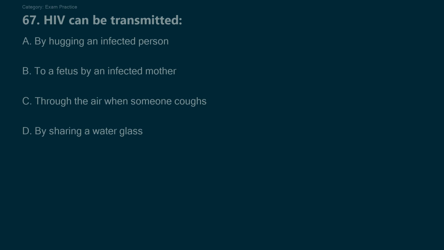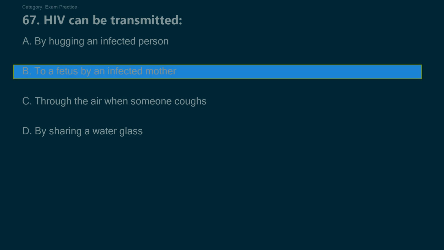Question 67. HIV can be transmitted: Option A, by hugging an infected person. Option B, to a fetus by an infected mother. Option C, through the air when someone coughs. Option D, by sharing a water glass. The correct answer is option B, to a fetus by an infected mother.